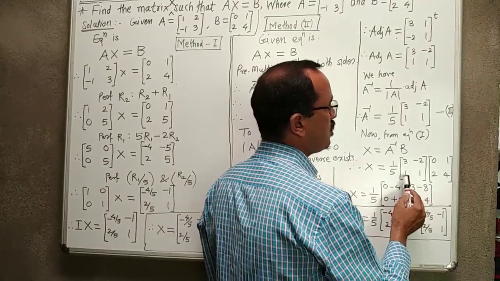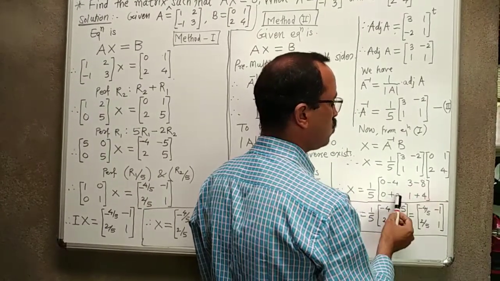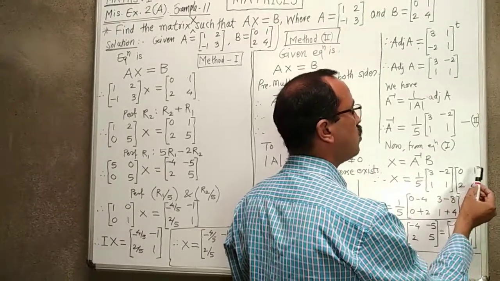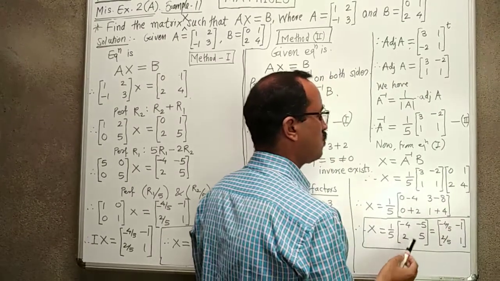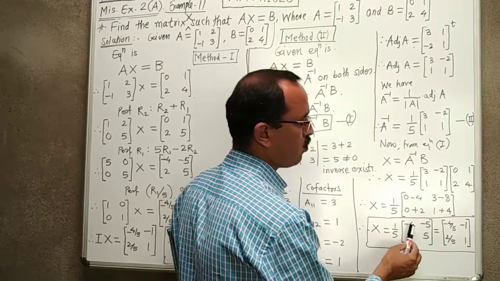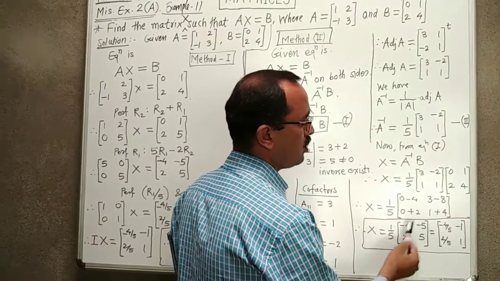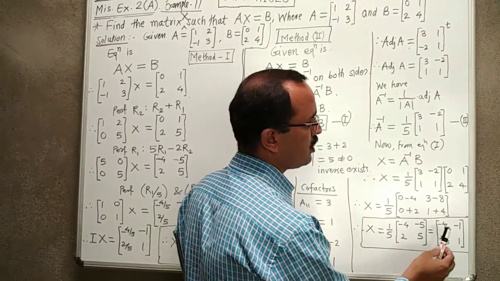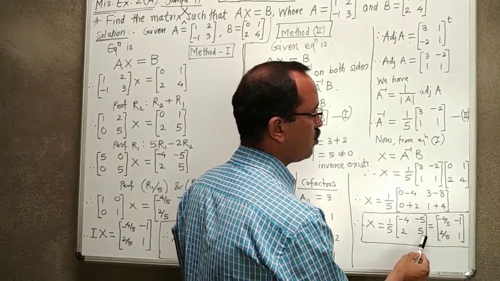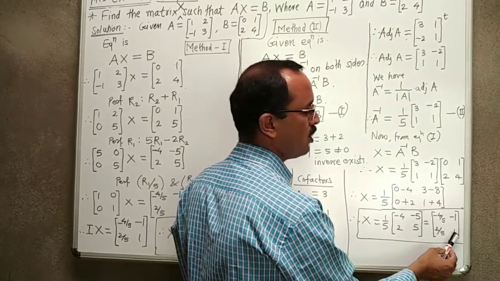Then here we multiply second row into first column: 1 into 0, 0, plus 1 into 2, 2, so 0 plus 2. And then R2 into C2, means second row, second column: 1 into 1, 1, plus 1 into 4, plus 4. So finally we get X is equal to 1 upon 5 into the matrix minus 4, minus 5, 2, 5. If we multiply 1 upon 5 to every element of this matrix, then we get the matrix minus 4 upon 5, minus 1, 2 upon 5, and 5 upon 5 means 1. So X is equal to minus 4 upon 5, minus 1, 2 upon 5 and 1.